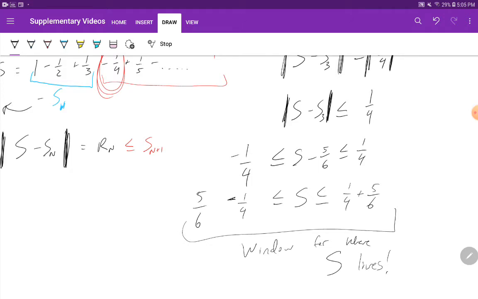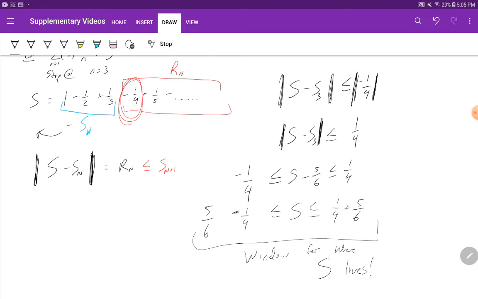And if you think about it, we can decrease the size of this window as we go out to higher values of n, capital N, right? That should make sense. If I go out to 100 terms, that's a much more accurate sum than 3 terms in this case. So that's essentially what this theorem is good for. It gives you a certain window of where your actual answer is going to live. I hope that makes sense.